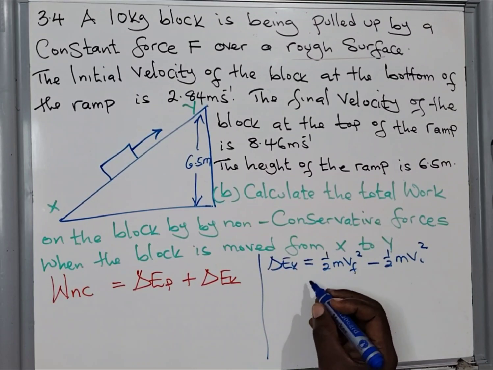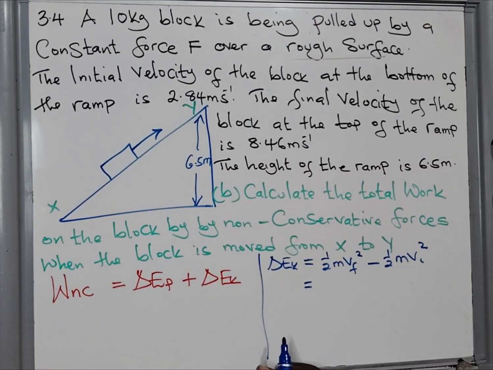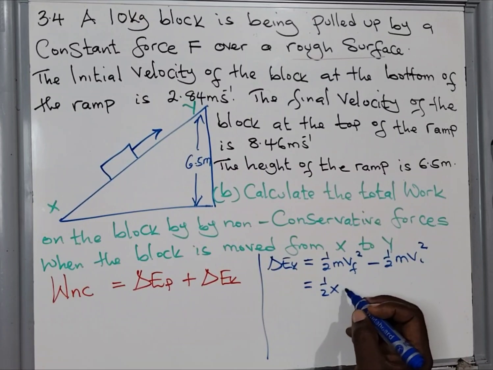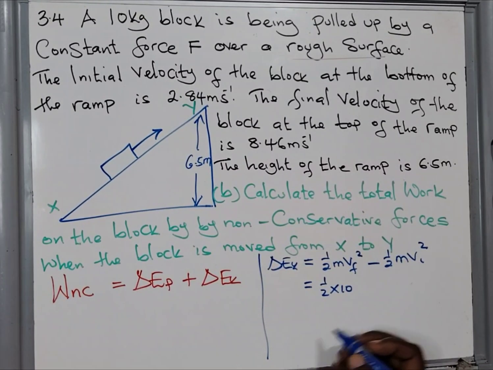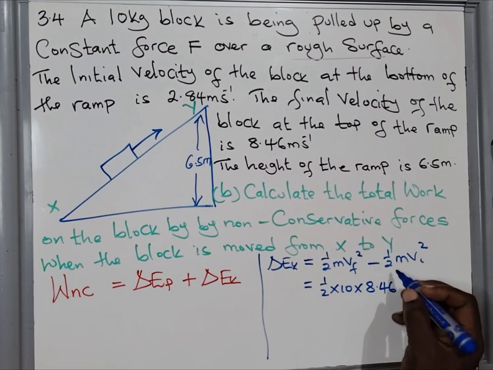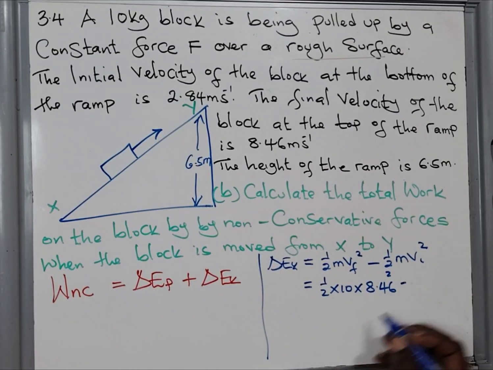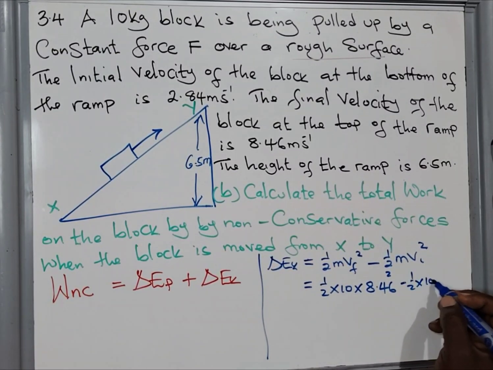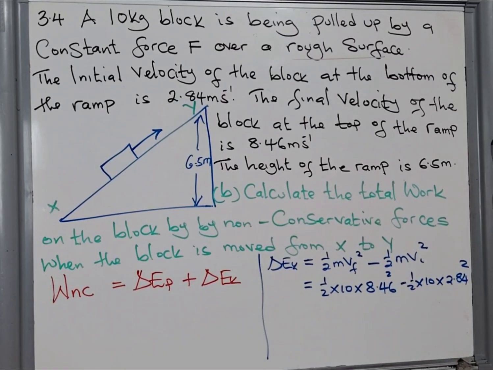When you come to substitute, what do we have? You have the mass. The mass is 10 kilograms. You have the final velocity, which is 8.46, but you have to square it, minus half times 10 times initial velocity, which is 2.84 squared. What you get out of that is going to be our change in kinetic energy. So that is what we get.